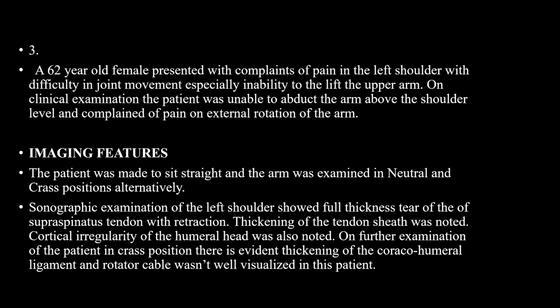Imaging feature: the patient was made to sit straight and the arm was examined in neutral and cross position alternatively. Sonographic examination of the left shoulder showed a full thickness tear of the supraspinatus tendon with retraction of the fibers. Thickening of the tendon sheath was noted. Cortical irregularity of the humeral head was also noted.